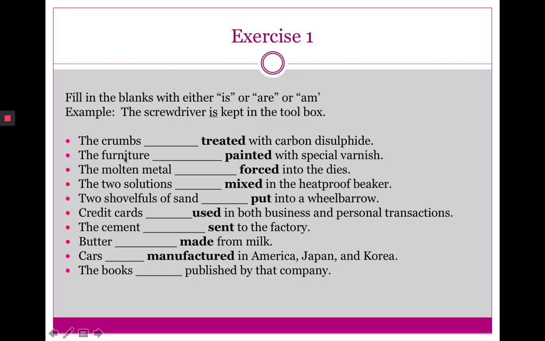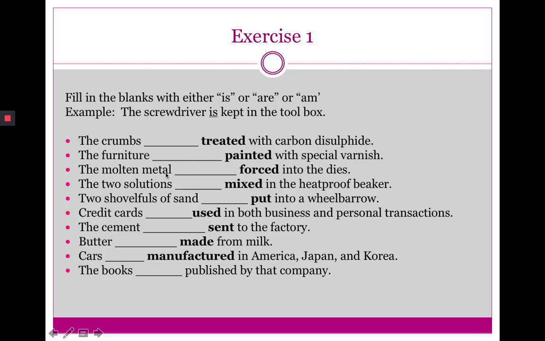Okay, number two, the furniture. Is it plural or singular? I think this is a group, right? So it takes after singular form. So the furniture is painted with special varnish.